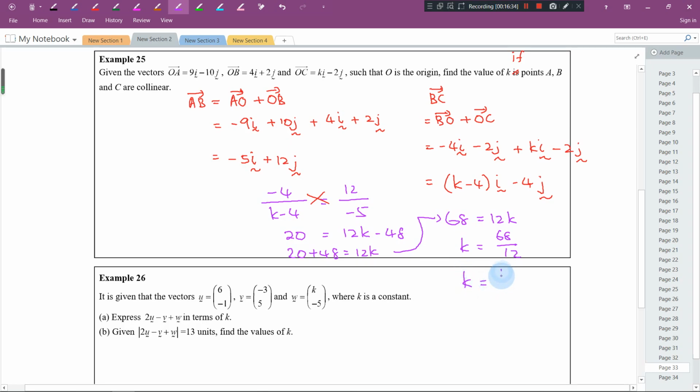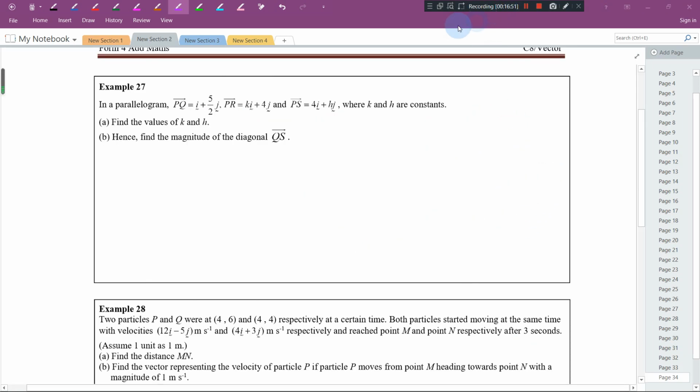K is equal to 17 over 3. So if you want to proceed one more step, you can change it to become a mixed number. If you don't want to, it's okay to stop here. So k is equal to 5 and 2 over 3. Okay, correct. Okay, let's try the last question.